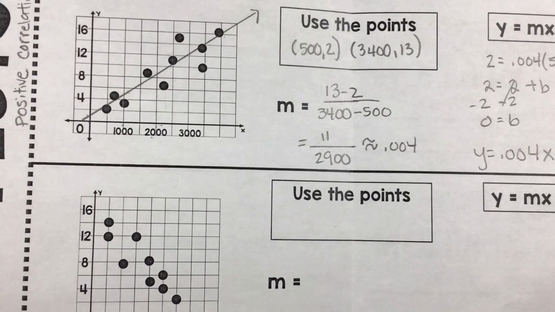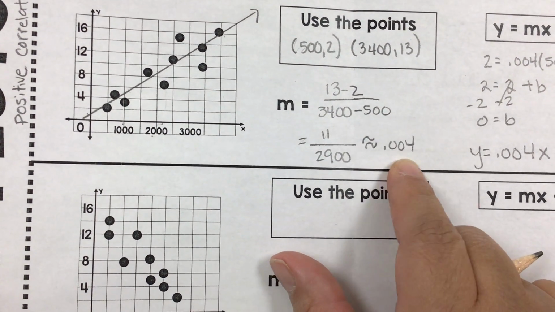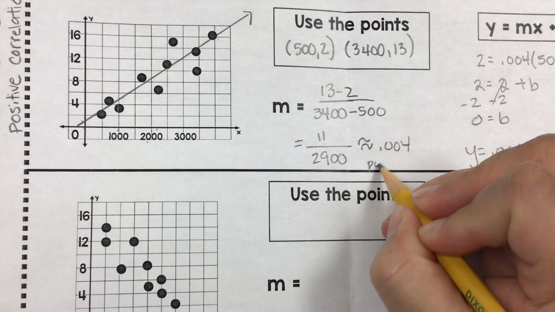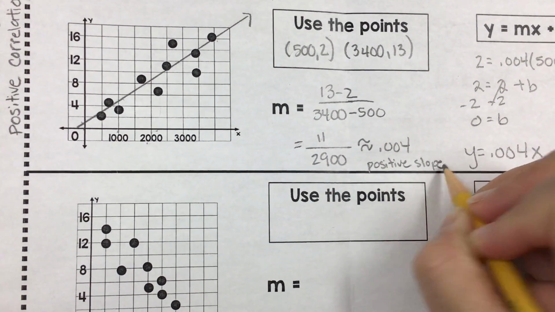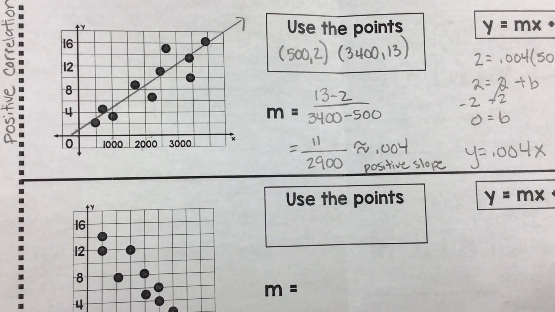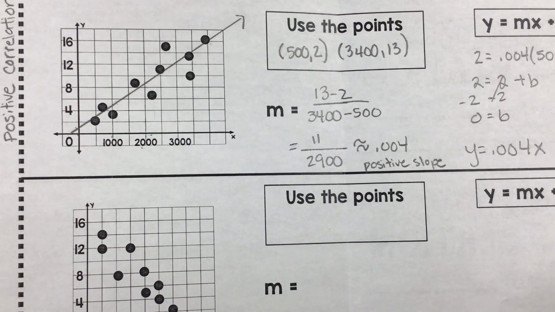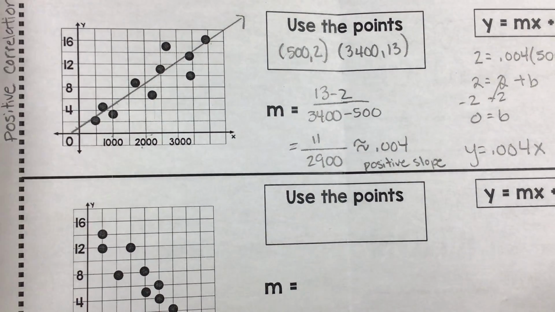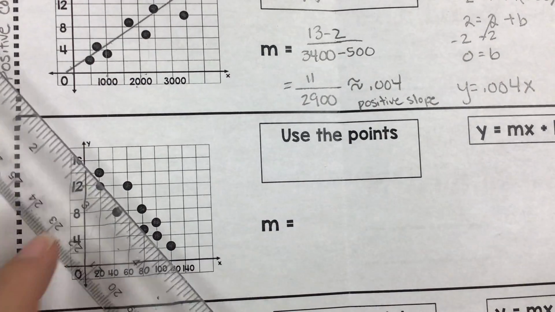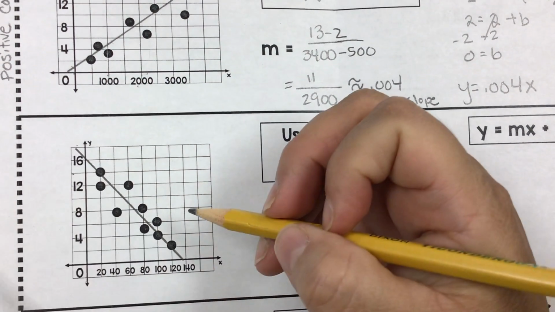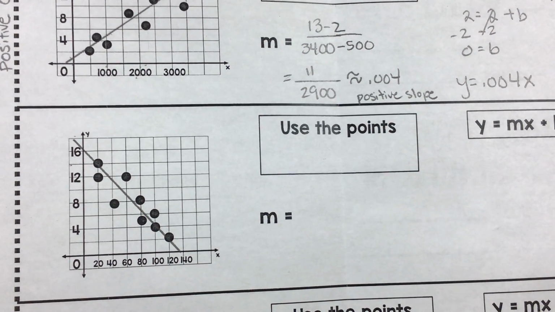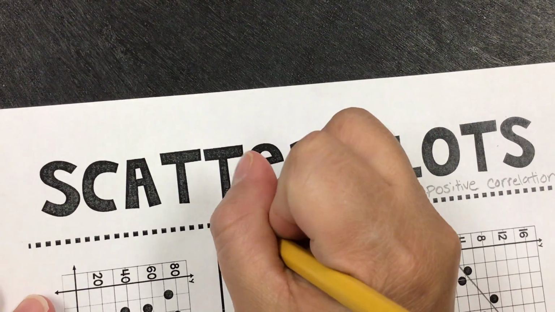And now this is no coincidence that we had a positive slope. The line looks like it's going the positive direction. The slope is positive. It's a positive correlation. So for this one, what do you think? Negative. It is negative. This would have a negative correlation, so our slope should be negative.